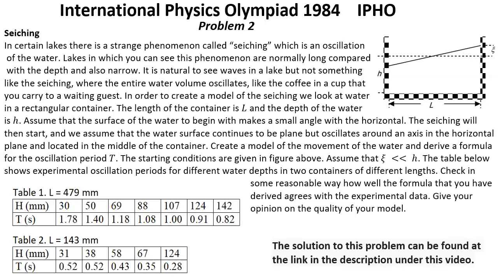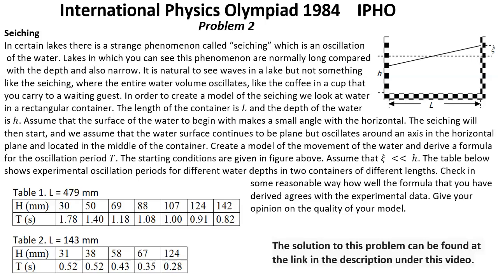In order to create a model of the cycling, we look at water in a rectangular container. The length of the container is L and the depth of the water is H. Assume that the surface of the water to begin with makes a small angle with the horizontal. The cycling will then start, and we assume that the water surface continues to be plane but oscillates around an axis in a horizontal plane and located in the middle of the container.